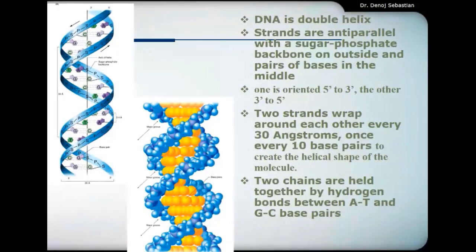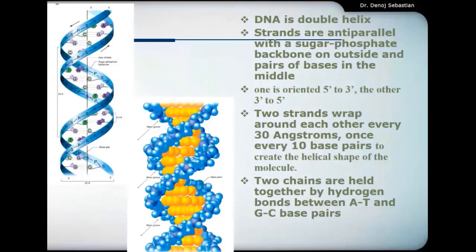The two strands are wrapped around each other, making one turn every 30 angstroms, once with 10 base pairs, to create the helical shape of the molecule. So the molecule will make a turn within a length of 10 base pairs, at about 30 angstroms. And the chains are held together by hydrogen bonds between AT and GC pairs. So these are some of the facts about the DNA double helix.